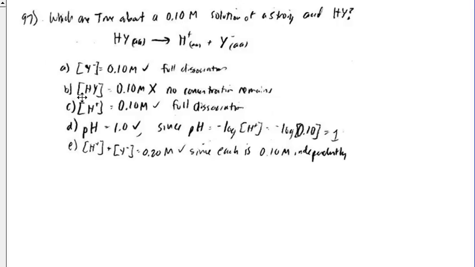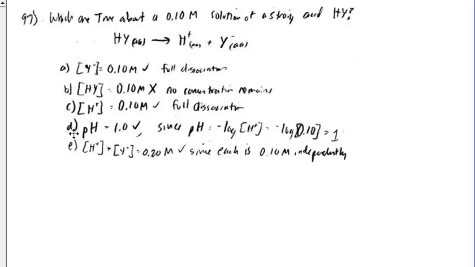Part B, you're asked to consider if the HY concentration would be 0.1 molar, and that is not true. There should be none of it left. The concentration should be zero. It is all fully dissociated. Part C, you're asked to consider the hydrogen ion concentration, and since that's the same concentration as the conjugate base Y minus, it should also be 0.1.